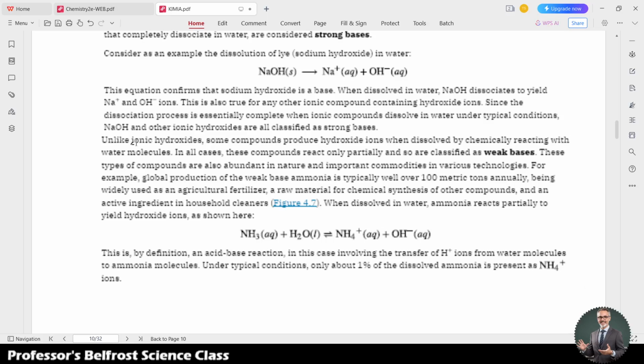Okay. But unlike ionic hydroxides, some compounds produce hydroxide ions when dissolved by chemically reacting with water molecules, and in all cases, these compounds react only partially, and that is called a weak base. For example, this one. When dissolved in water, ammonia, NH3, reacts partially to yield hydroxide ions. Okay, so this is called a weak base.